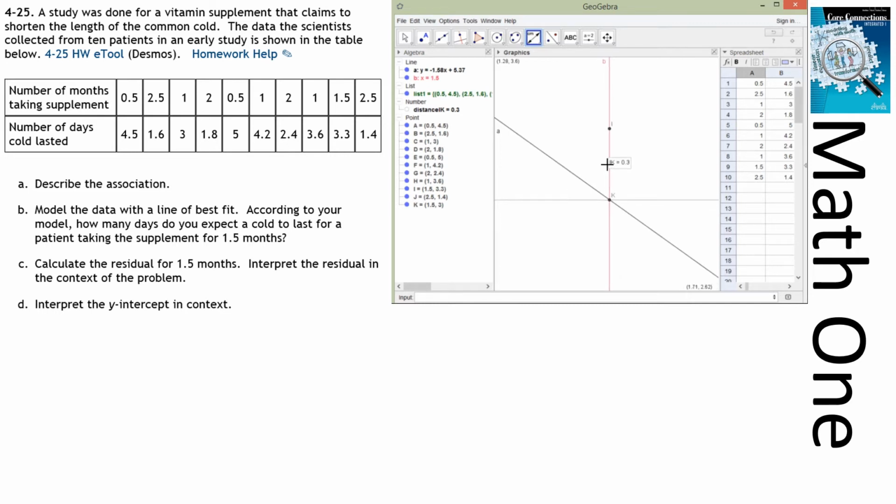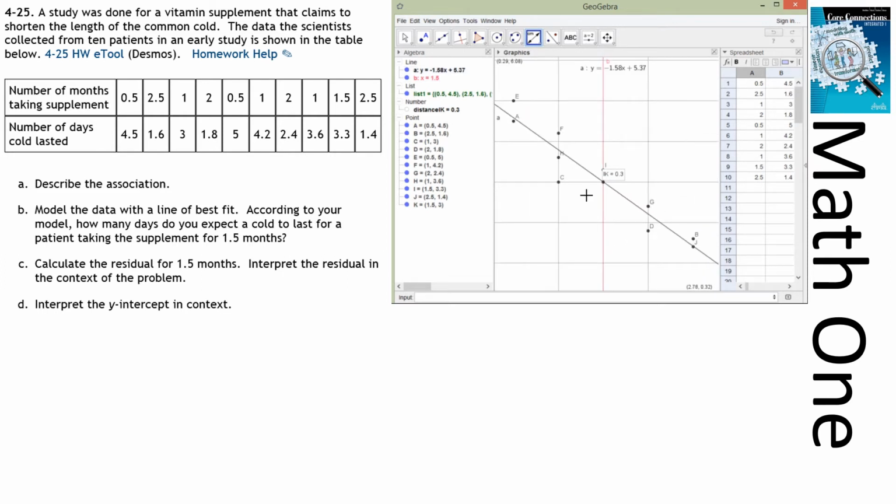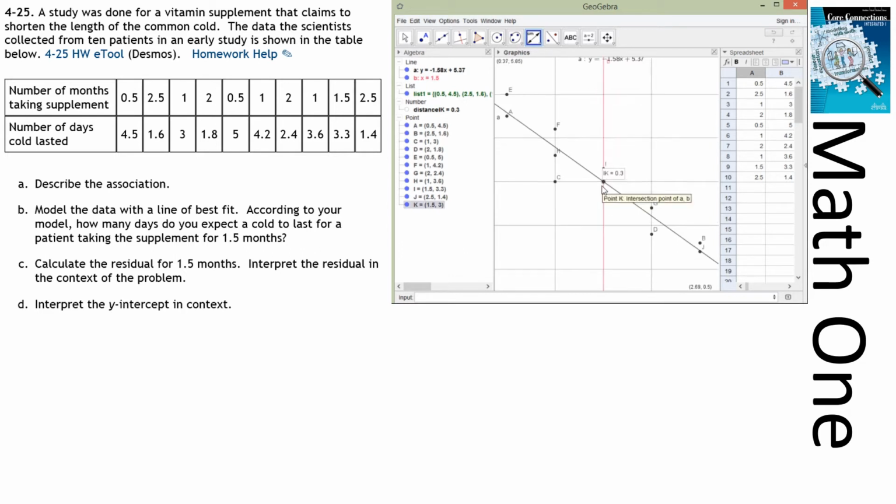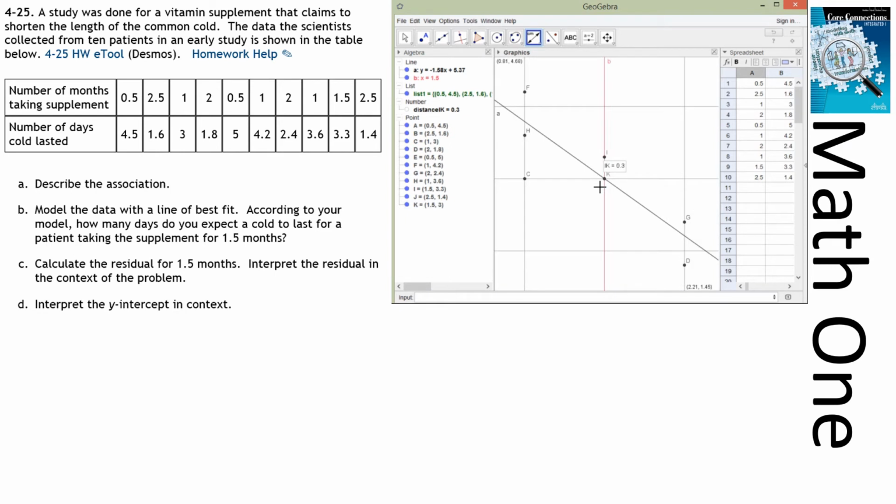Well, in the context of this problem, what we're saying, and I'm zooming out here, is that someone who took the supplement for 1.5 months, the model predicted that their cold would last for 3 days. And you can see that the person who actually did take it for 1.5 months, their cold lasted for 3.3 days. And then finally it says interpret the Y-intercept in the context of this problem.